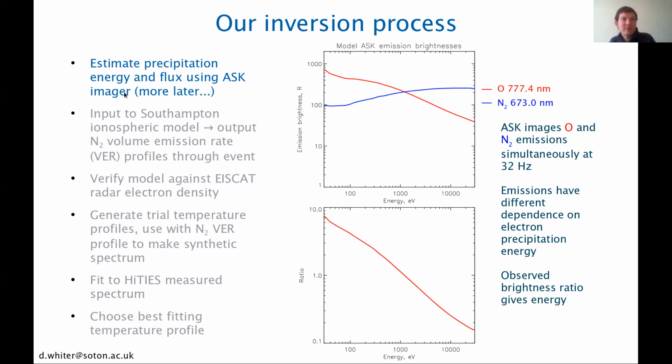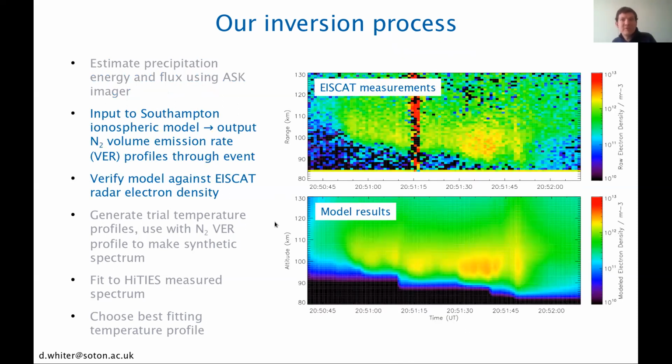Once we've got that energy influx of precipitation, we can put it into our ionospheric model, and that models production rates of various ions and neutral species as well, and also emission brightnesses. And the thing we want from it for this work is the N2 volume emission rate profile. So the brightness of the N2 aurora as a function of altitude throughout some auroral event. So we get that from the model.